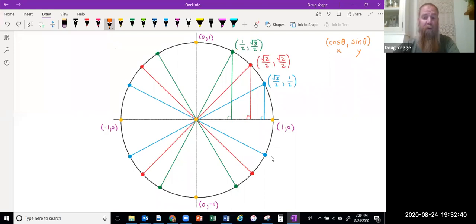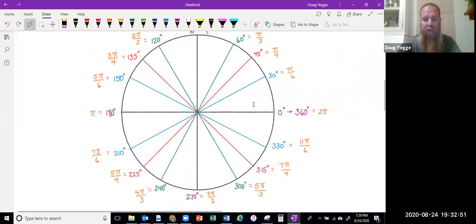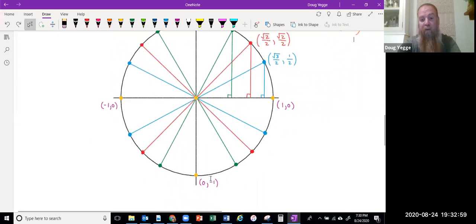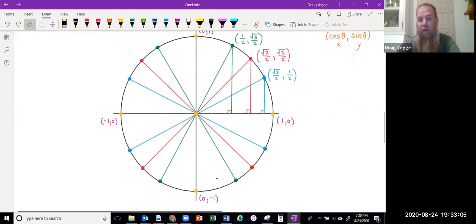But this doesn't only work for the triangles, it also works for, let's say, sine of 270 degrees. Well, remember from our diagram here, the 270 degrees is straight down. So we would look to where 270 degrees is. Sine of 270 degrees is the y-coordinate. So we would know that sine of 270 degrees is -1.